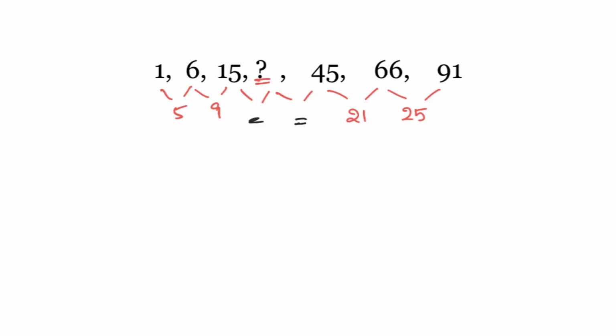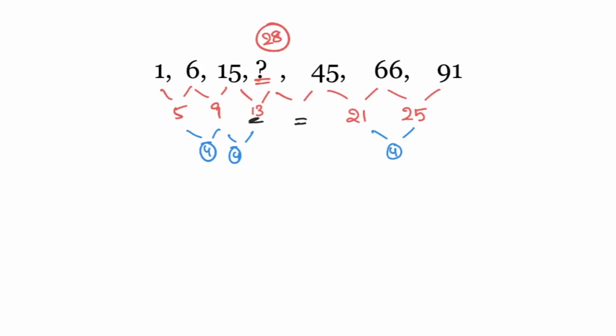And if you notice, 5, 9, difference is 4. Difference of difference is 4. 21, 25, difference of differences is 4. So if it maintains the same pattern, 9 plus 4, the next difference is possibly 13. If it is 13, 15 plus 13, 28 is the possible missing number.